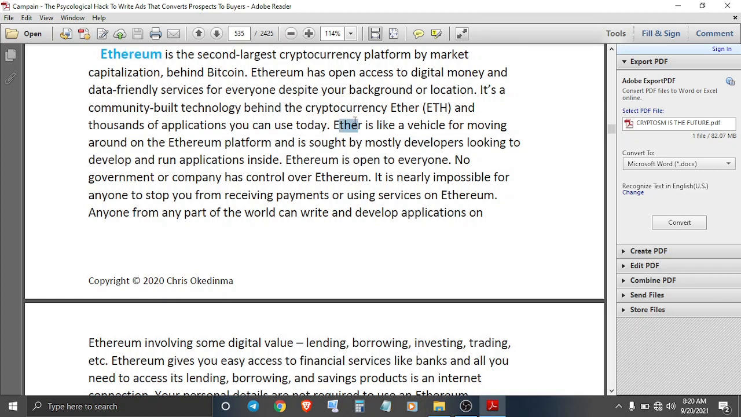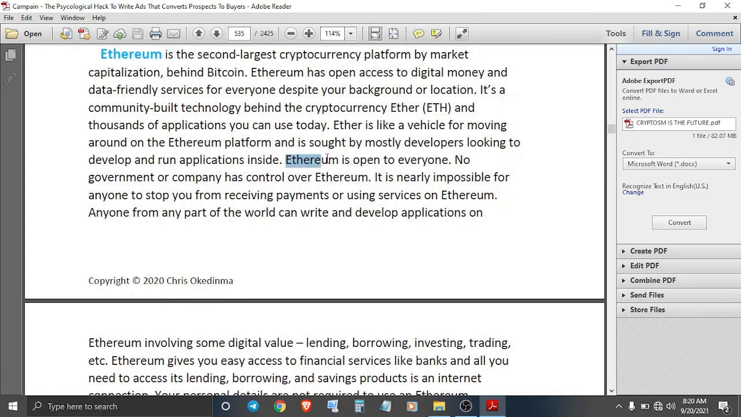Now, Ether, which is this coin, is like a vehicle for moving around the Ethereum platform. It's just like you are in an estate. The vehicle or the car you're going to drive around that estate is this Ether, while the estate itself is this Ethereum network. Is that making sense? Okay, I believe so.